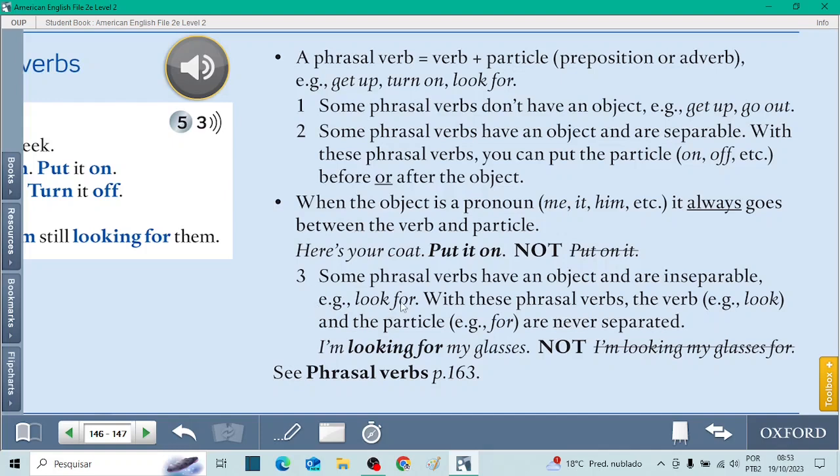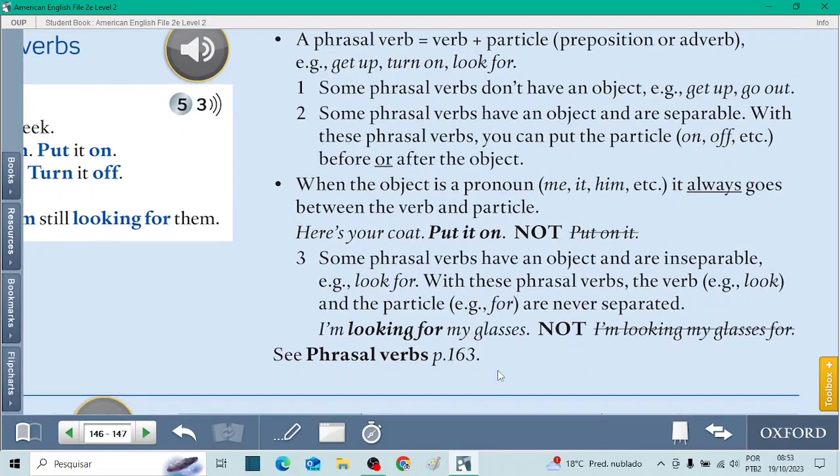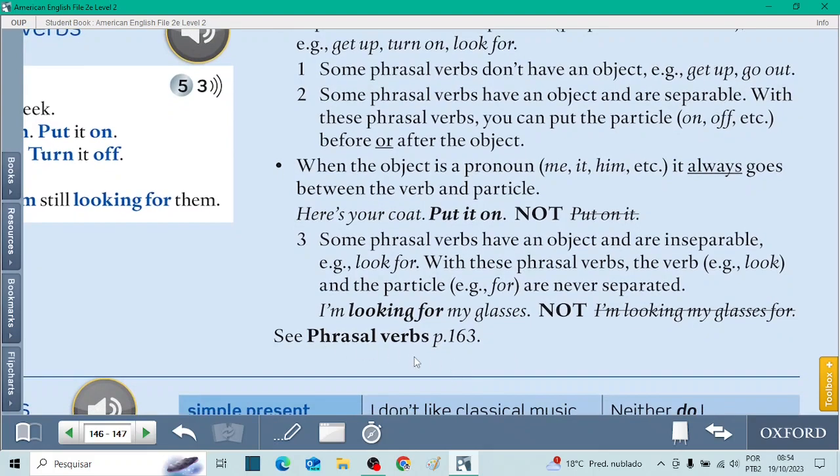E no exemplo 3, nós temos casos então de phrasal verbs que têm um objeto, mas que não podem ser separados, ok? Look for, né? Por exemplo, o look não pode ser separado do for, jamais. I am looking for my glasses, ok? Muito bem, então aqui nós podemos voltar lá no vocabulary, né, na página 163 para checar mais exemplos, ok?